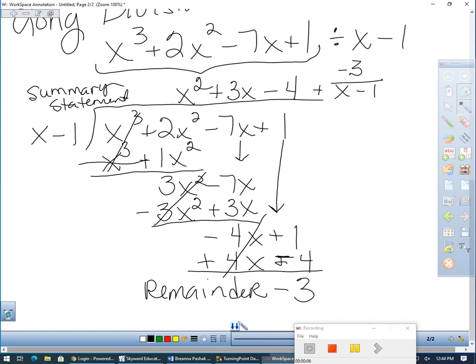Yes. Okay. Now, whether I put plus negative 3 over x minus 1 or you put minus 3 over x minus 1, they're both the same thing, right? So it doesn't matter to me which way you want to write it. They're both the same. Okay? So let's try another one.